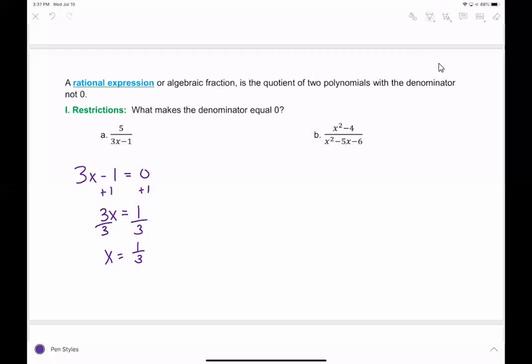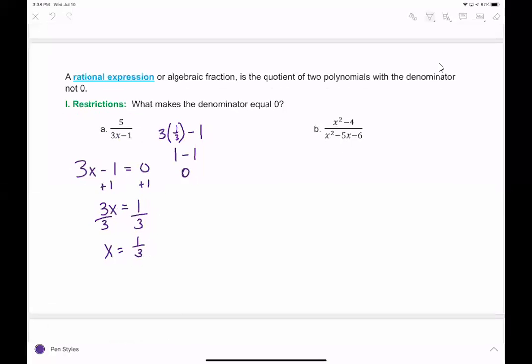Just to show you what we mean, if you took 1/3 and substituted it into the expression in the bottom, 3 times 1/3 is 1, and 1 minus 1 is 0. Remember, in a fraction, we can't have 0 in the denominator because it gives us something that is undefined. A fraction is undefined if it has 0 in the denominator. So a restriction is easy to find. You just take the denominator and set it to 0 to find the value for x.